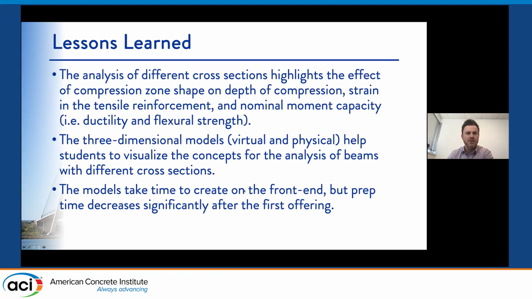And so just to hit some lessons learned here, the analysis of different cross sections highlights the effect of compression zone shape on depth of compression, strain in the tensile reinforcement, and nominal moment capacity. Or in other words, we can really have an in-depth conversation about ductility and flexural strength. The three-dimensional models, whether that's virtual or physical, do help students to visualize the concepts for the analysis of beams with different cross sections. And then lastly, the models take time, whether those are physical or virtual. They do take time to create on the front end, but the prep time decreases significantly after the first offering.